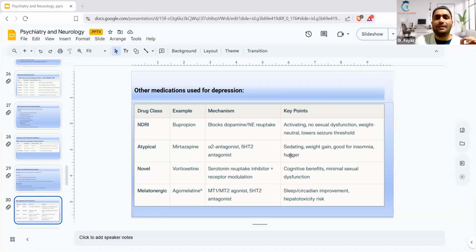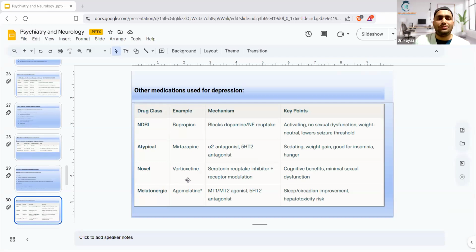Mirtazapine helps with sleep, and weight gain and insomnia are also its side effects. So a patient who has depression and insomnia, or depression and weight loss, and you want their weight to come up too along with treating their depression, mirtazapine would be a drug of choice.